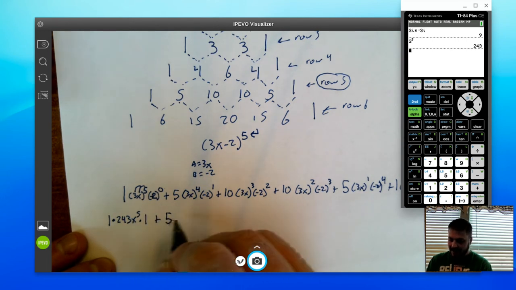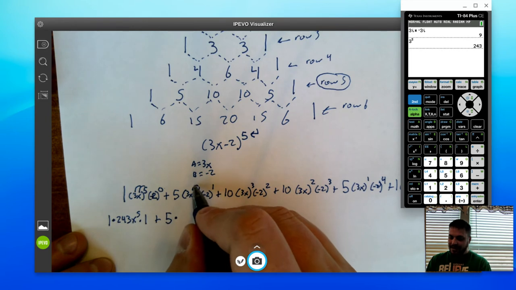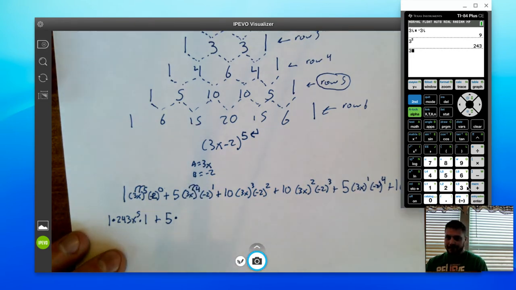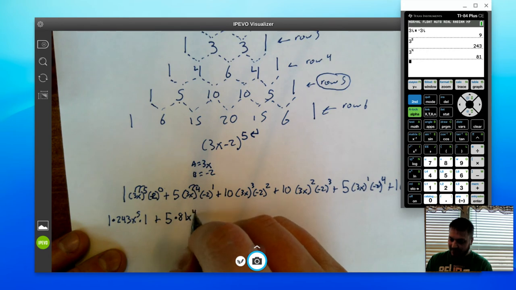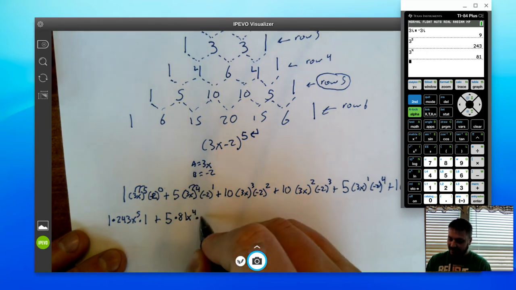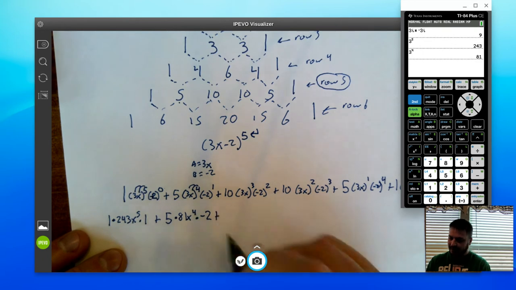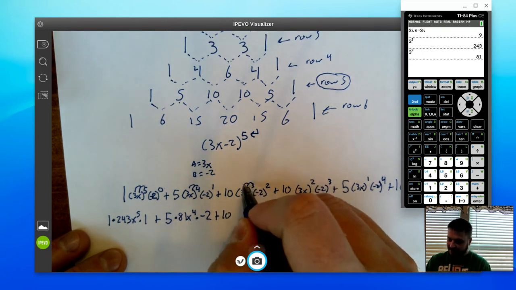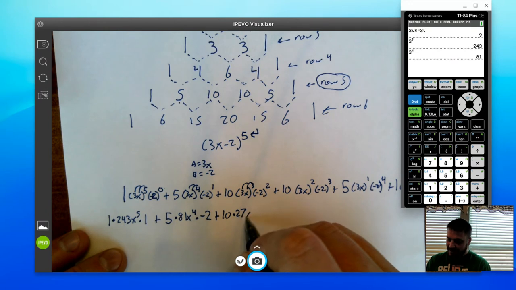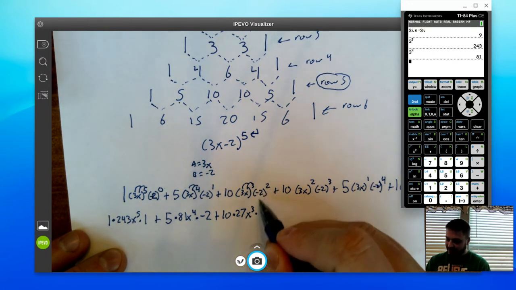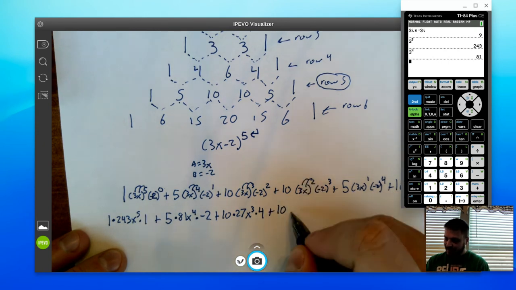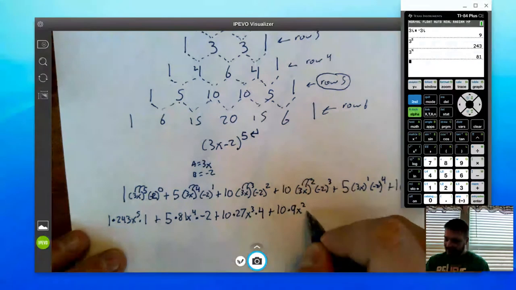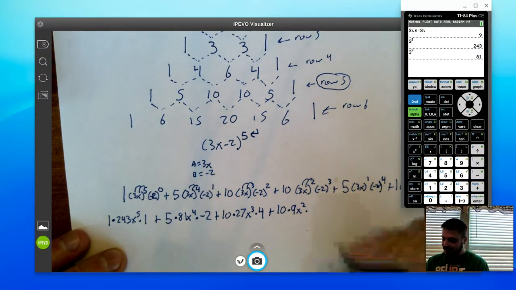Plus, I've got my 5 times 3 to the 4th is 81. So this is 81 x to the 4th times negative 2 to the 1st is negative 2. Plus I've got 10 times 3x to the 3rd. 3 to the 3rd is 27 x to the 3rd times negative 2 squared is positive 4. Plus 10 times 3x squared. That's 9x squared times negative 2 to the 3rd is negative 8.